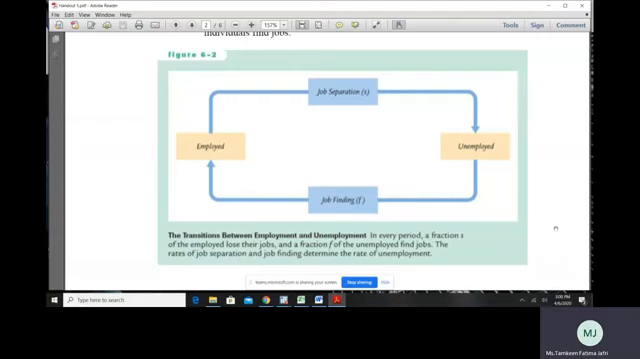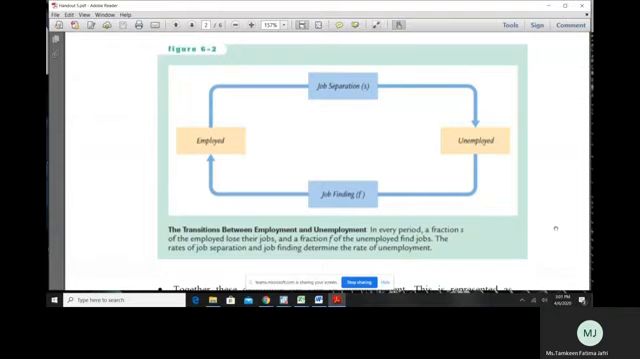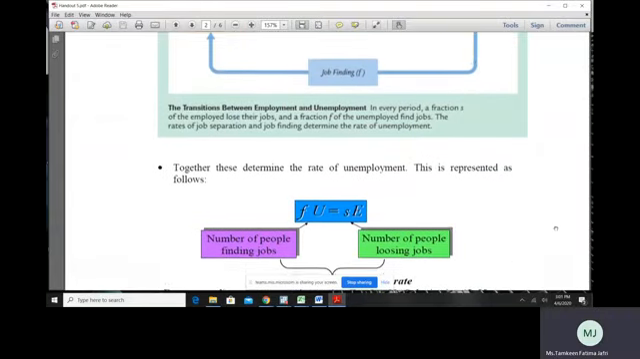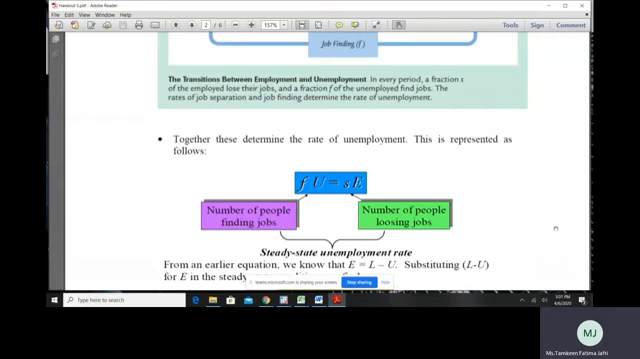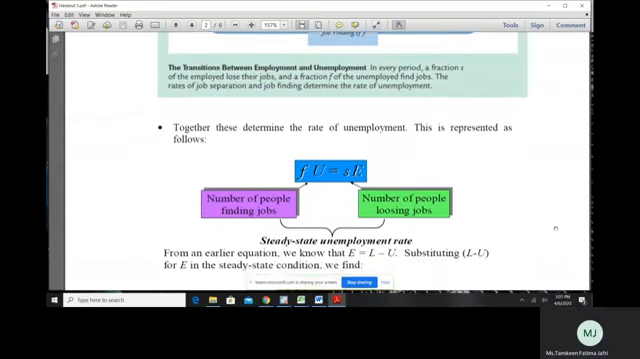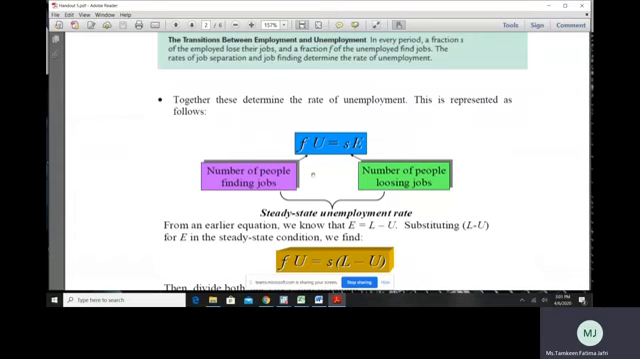Unemployment will be balanced when the number of people who are losing jobs is equal to the number of people who are finding jobs. What I'm saying here is that the unemployment rate will be steady, or stable, when the number of people finding jobs, represented by F, the fraction of people who are finding jobs, times U, the number of people who are unemployed, is equal to S, the job separation rate, times the number of people who were previously employed.